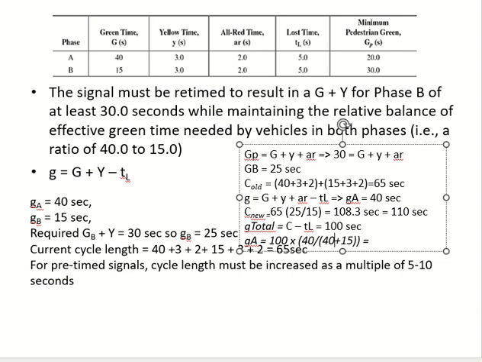Okay, so the new cycle length will be divided into phases using the same ratio that it was. This was a ratio of 65, right? And the cycle length was 65. This is the ratio between the phases. So I'm dividing the 100 with the same ratio as well. Okay. So how much is it for A? 72.7. Yes.